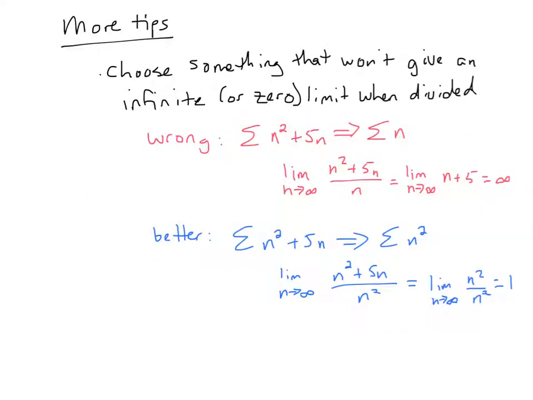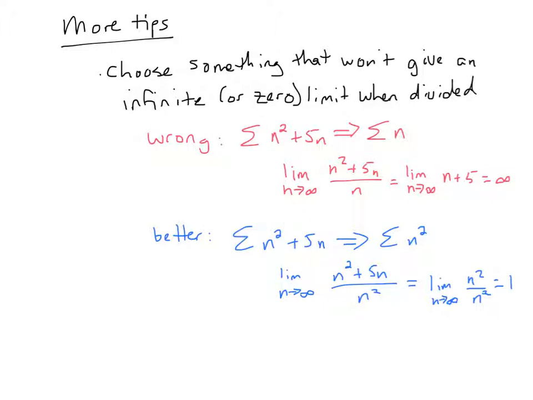Another thing, you want to make sure that you're choosing something that does not give an infinite or a 0 limit when you have that quotient. So for instance, the first one's in red because it's wrong. If we have the series n squared plus 5n, and we take n, it seems like that would be okay, but now when I do my quotient of those two, and I take the limit of that as I go towards infinity, n goes into both of those, so that simplifies to n plus 5, which gives me infinity. But if I have an infinite limit, then I can't use the limit comparison test.